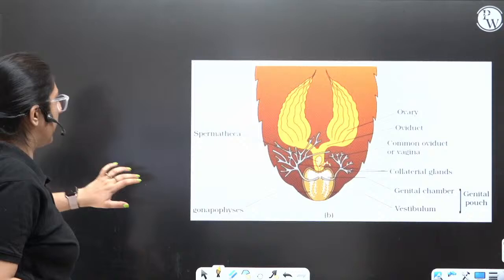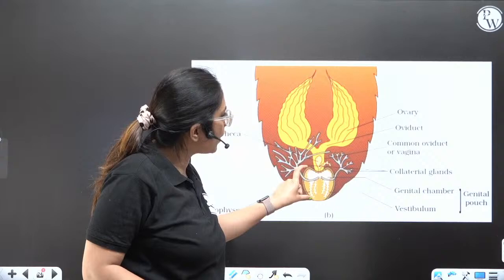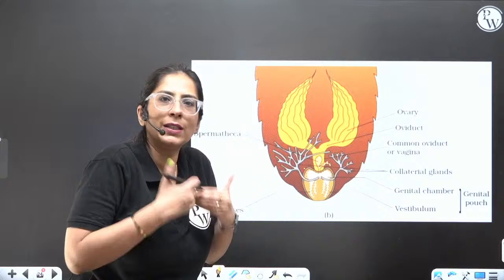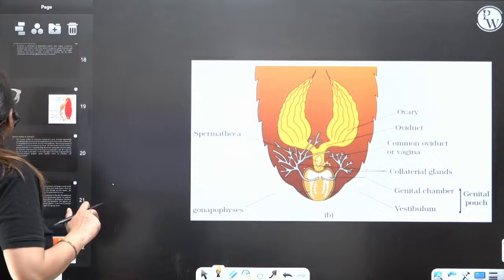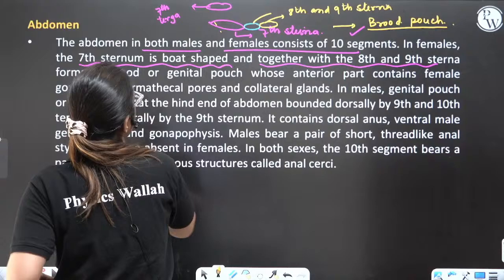Here you will see 7th, 8th and 9th. They form this genital chamber or the genital pouch. Can you see this genital chamber and genital pouch? So it is present on this side, the ventral side, lower ventral side, in case of female. Okay. Now moving on to the next. Now one more line is written.